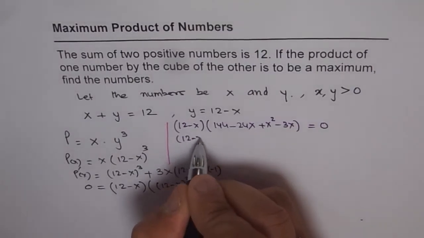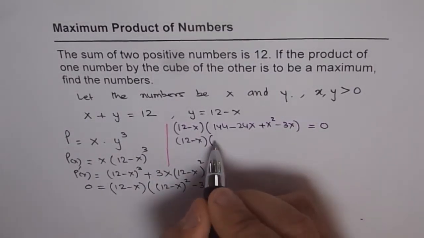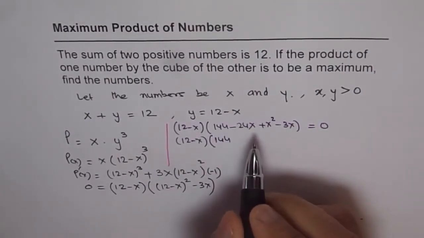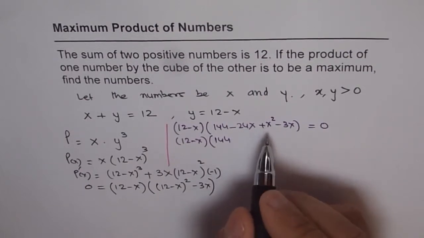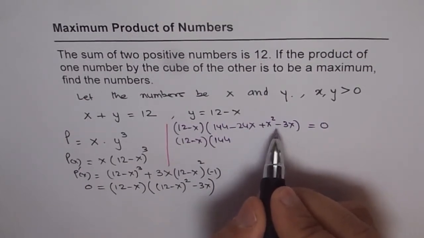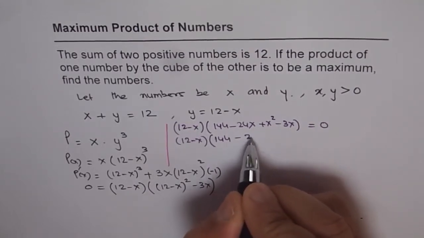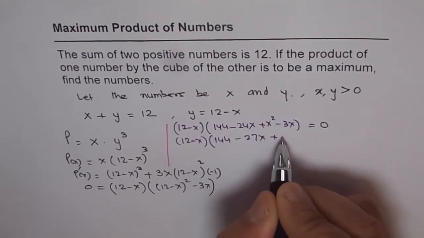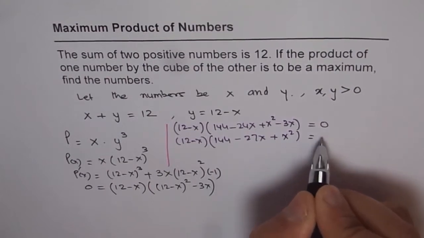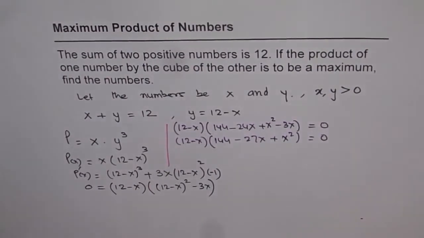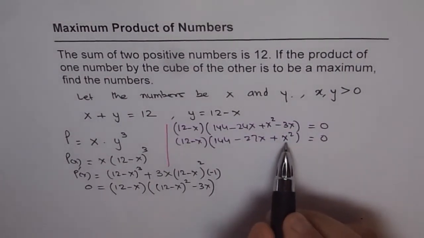So we get 12 minus x times 144 minus 27x plus x square equals to 0. So that is what we get. Now we need to factor this.